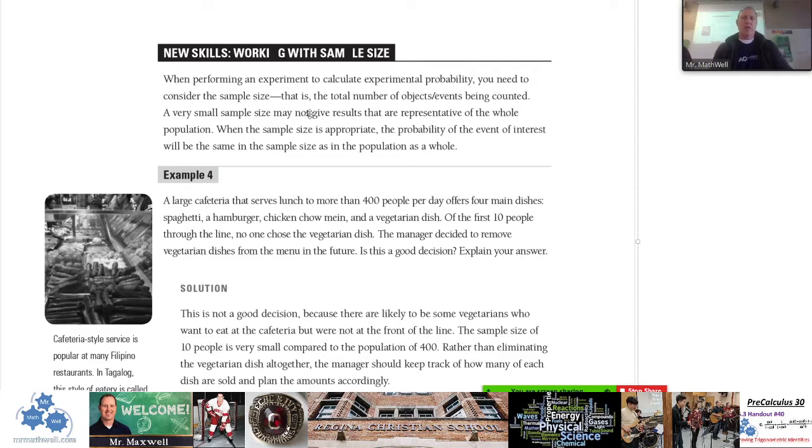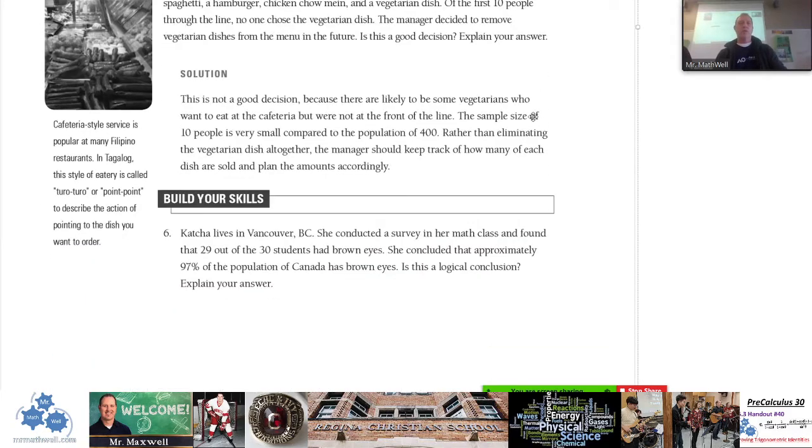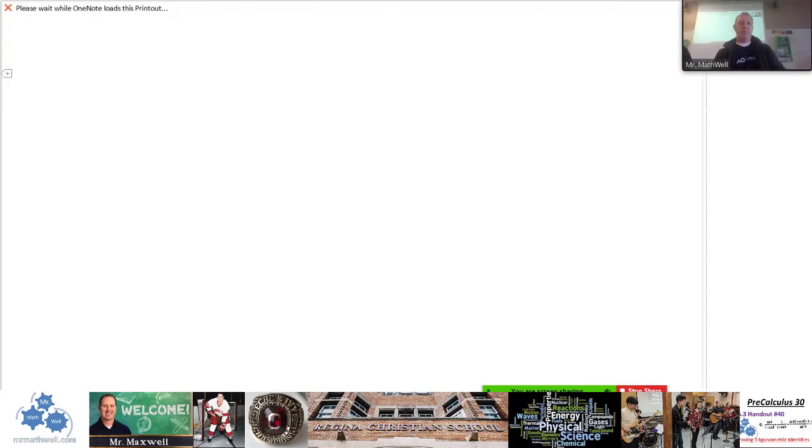And if we're talking about sample size, the larger the sample size, the more accurate the results. Okay? So oftentimes we work with samples to find out information about the larger population. So that's a little bit on sample size.